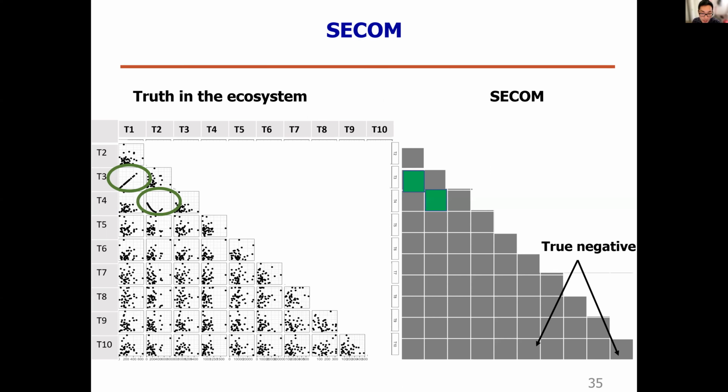So not surprisingly, because we use the distance correlation concept, our method can not only detect the linear relationship, but also the nonlinear relationships between microbes. And it also has good control of false positives, and the remaining pairs are recovered as true negatives.